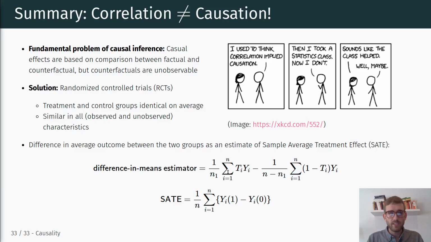So this difference in means estimator is just the average of the outcomes for all observations that are actually in the treatment group, for which Ti is equal to 1, minus the average of all the outcomes in the control group, where Ti is equal to 0. And that's the difference in means estimator as an estimate of the sample average treatment effect.